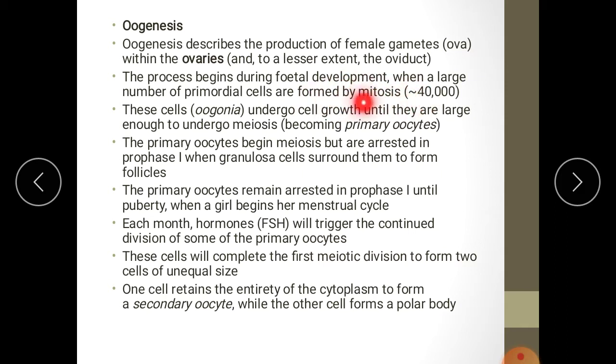About 40,000 oogonia are present in each ovary. These cells, oogonia, undergo cell growth until they are large enough to undergo meiosis, becoming primary oocytes. The primary oocytes begin meiosis but are arrested in prophase 1 when granulosa cells surround them to form follicles.